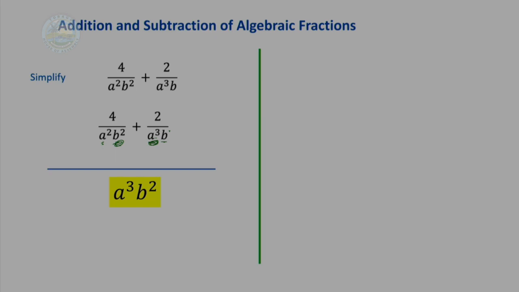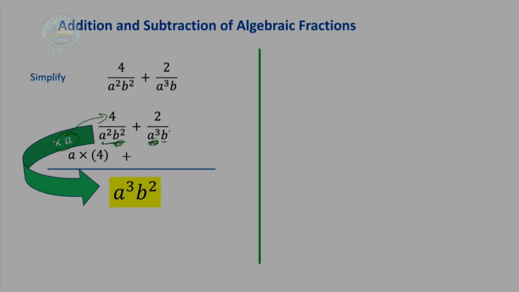What do we need to multiply a squared b squared by to give me a cubed b squared? That is going to be multiplied by a. So now we have a multiplied by the numerator. We take this a and multiply it by the numerator. So it's a multiplied by 4.